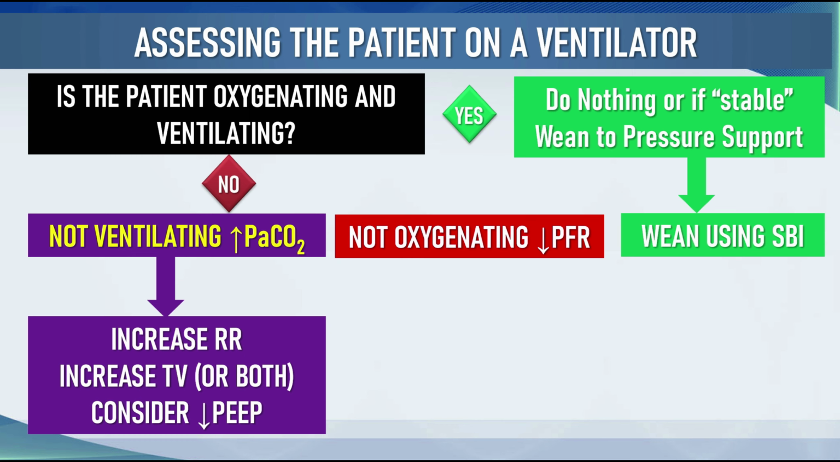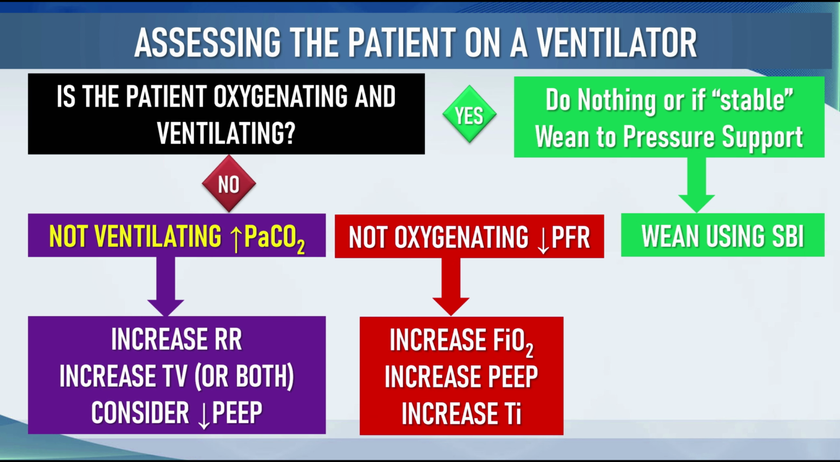If the patient is not oxygenating, and we define lack of oxygenation, as you recall, by looking at the PaO2/FiO2 ratio, anything below 150 is not good, anything below 100 is severe hypoxemia. So what do you do if the PF ratio is low? Well, you can increase the FiO2 to stabilize the patient, increase the PEEP, or increase the inspiratory time. This increases mean airway pressure, keeps the lungs open longer, increases the surface area for gas exchange.